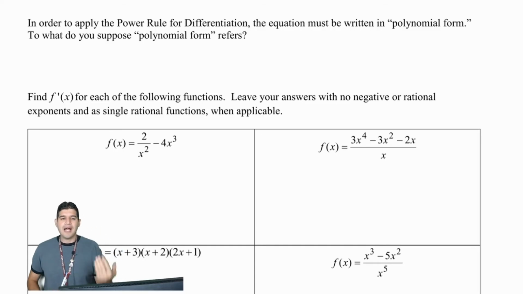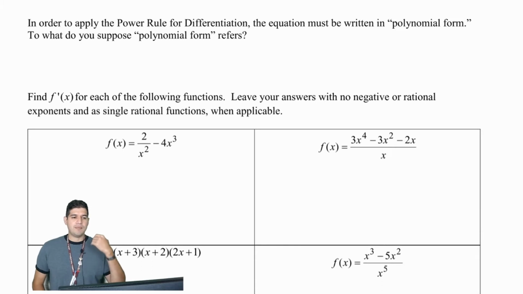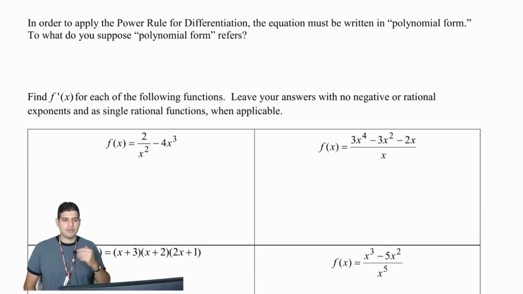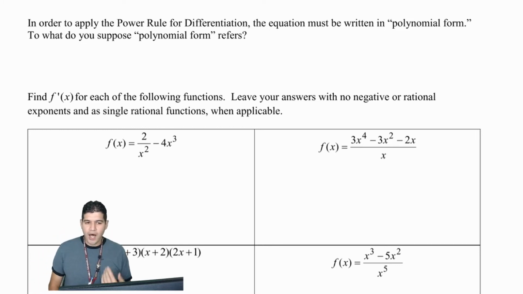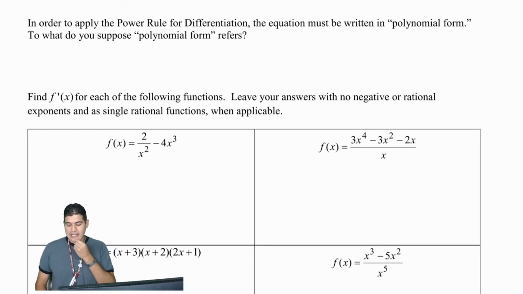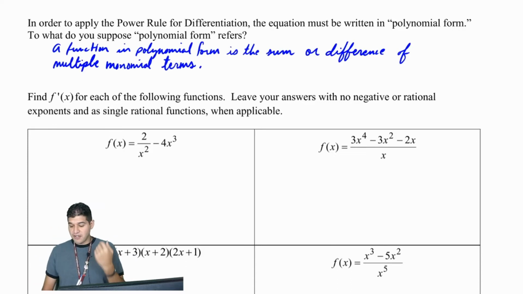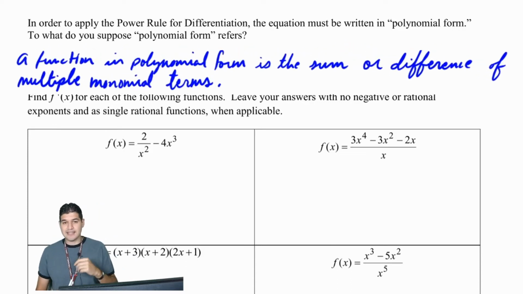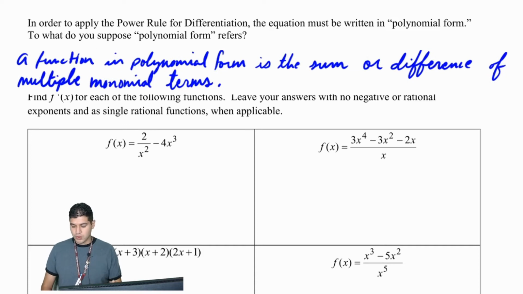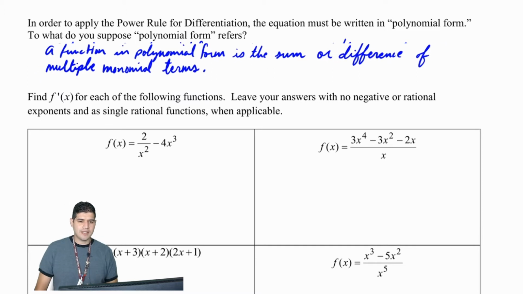So here we're going to be practicing derivatives, and what you want is that any equation that you get to be written in polynomial form. So what is polynomial form? You're going to want to write this down. A function in polynomial form is the sum or difference of multiple monomial terms. So what could that look like?